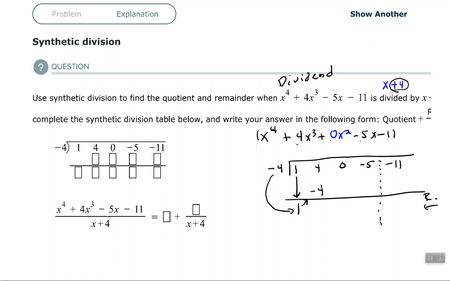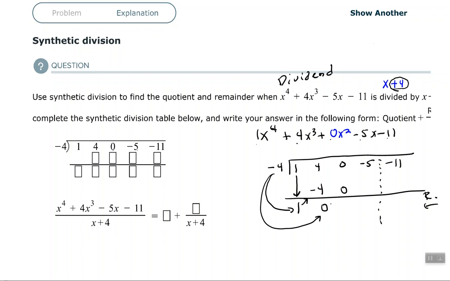And then you add those two numbers, or subtract in this case. 4 minus 4 is 0. So you bring that result down. And then again, you go through the process. Negative 4 times 0 is 0. And whatever you get when you multiply, you bounce that result up. 0 plus 0 is 0. So you do it again. Negative 4 times 0 here is 0. Negative 5 plus 0 is negative 5.